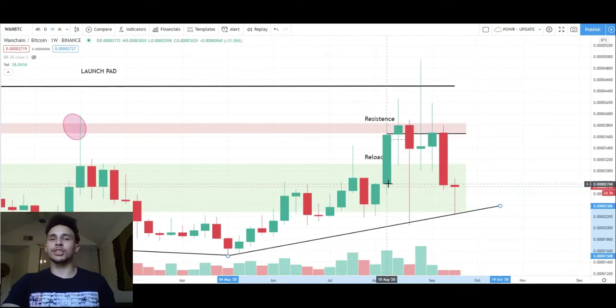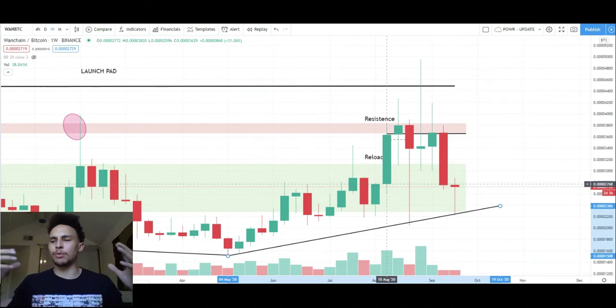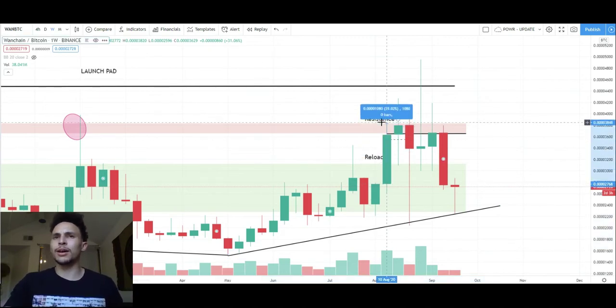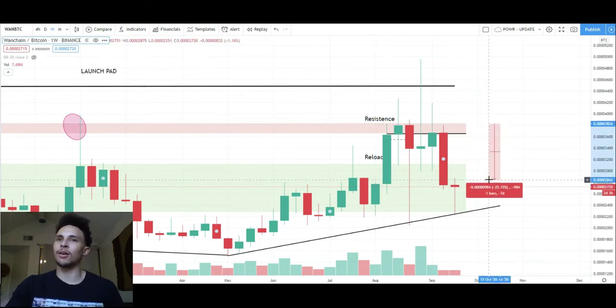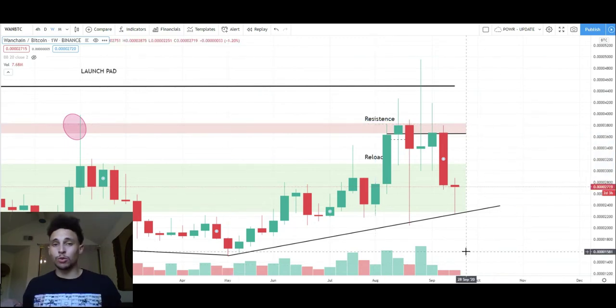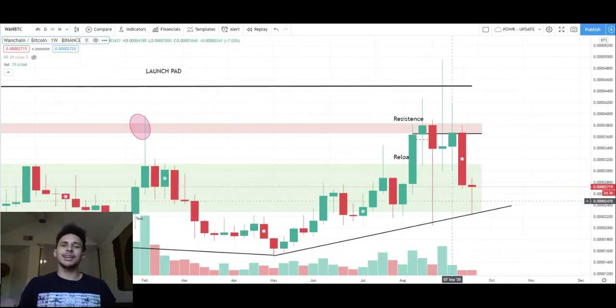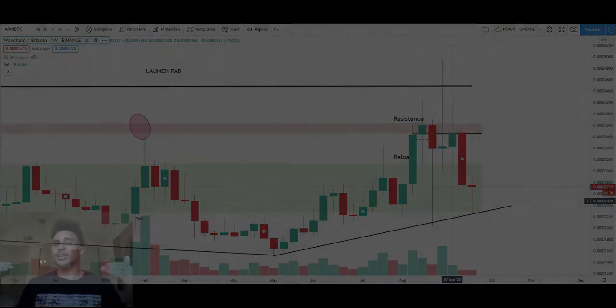I'm out on the weekly here just so you can get the very easy to grasp understanding of what's happening with WAN over longer spans of time. We went up 39%, we went up hard, 37% up, we go down hard, 29% down. Those are the rules of gravity. Hard up, hard down. I am interested to buy WAN the lower it goes.